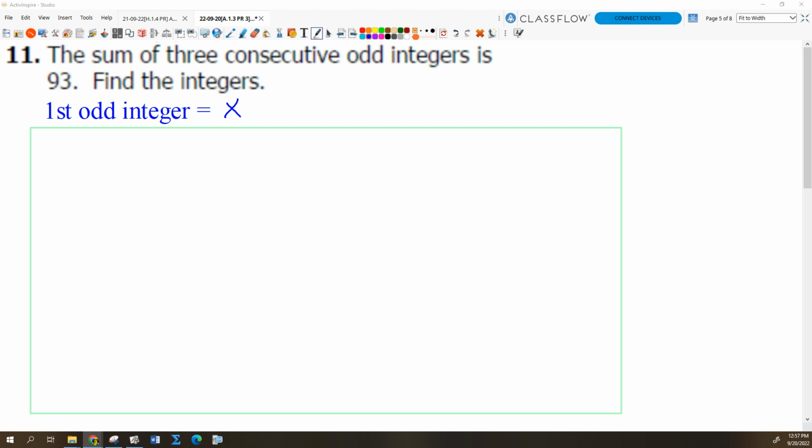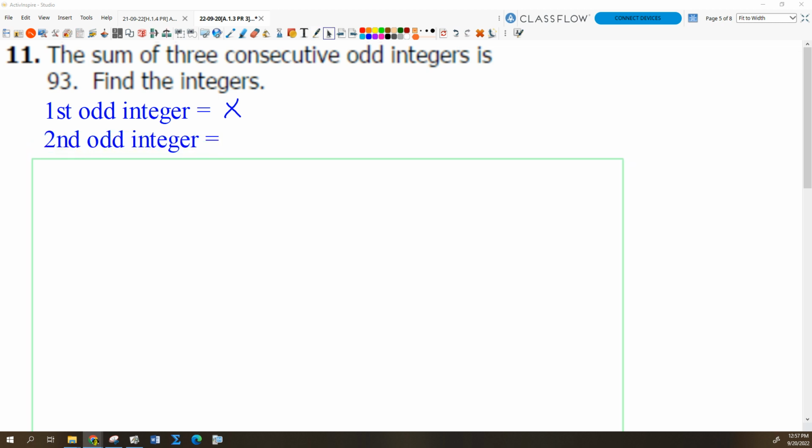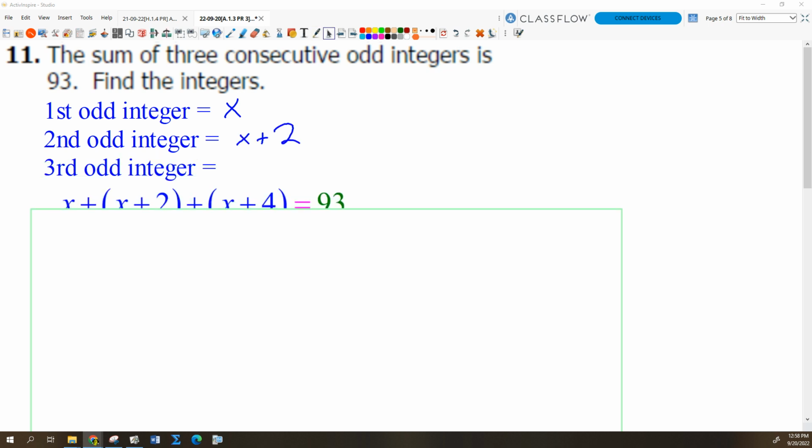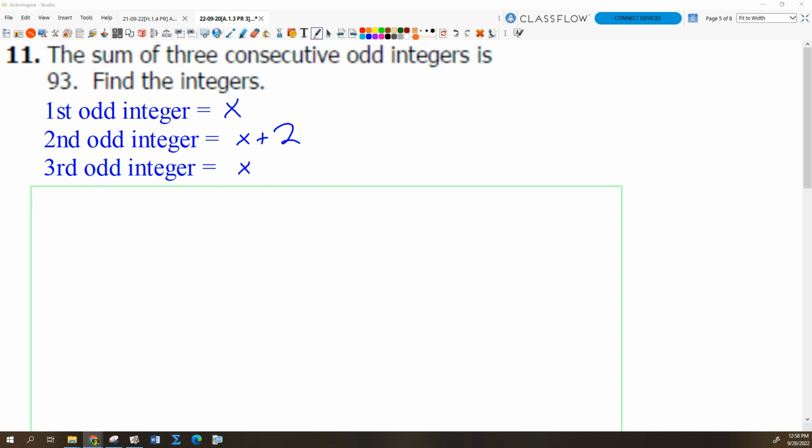If we call the first integer x, then what do I know about the second odd integer? How much bigger is it than the first one? Odd integers are always going to be 2 apart, aren't they? 1, 3, 5, 11, 13, 15. So how would I write the expression that represents the second odd integer? x plus 2. So I do know something about it. I know it's 2 bigger than the first one. And then what's the third one going to be by extension? Yeah. Now this isn't so bad, is it?